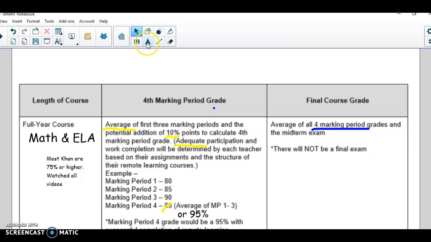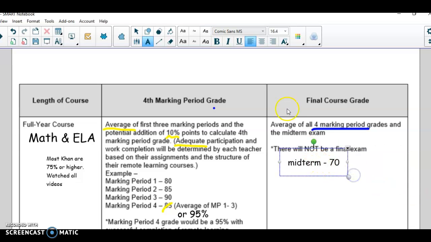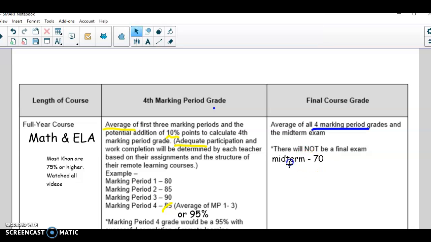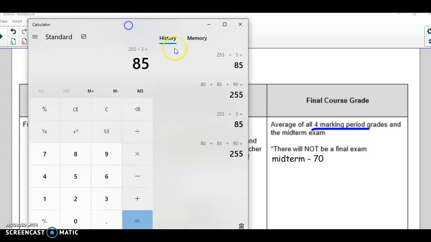So let's say this student got a 70 on the midterm. What you would do then is say, that's my midterm grade. I'm going to take 80, 85, 90, 95, and 70 and average those up. And how do you find the average? You add them up and divide by how many? 5. That's right. 1, 2, 3, 4, 5. So in your calculator, you would just add them up.